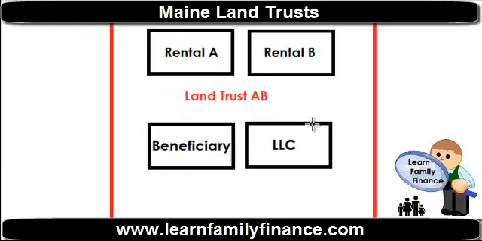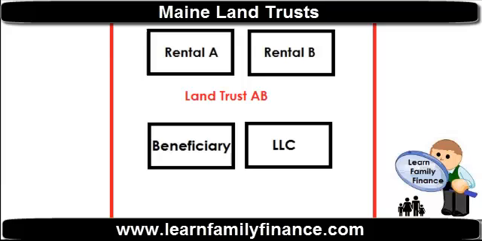An LLC can be taxed a number of different ways. It can be a sole proprietorship, a partnership, an S corp, or a C corp, and they all have different tax returns. So for rental A and rental B, you could name the LLC as the beneficiary of this land trust and have it cover both.